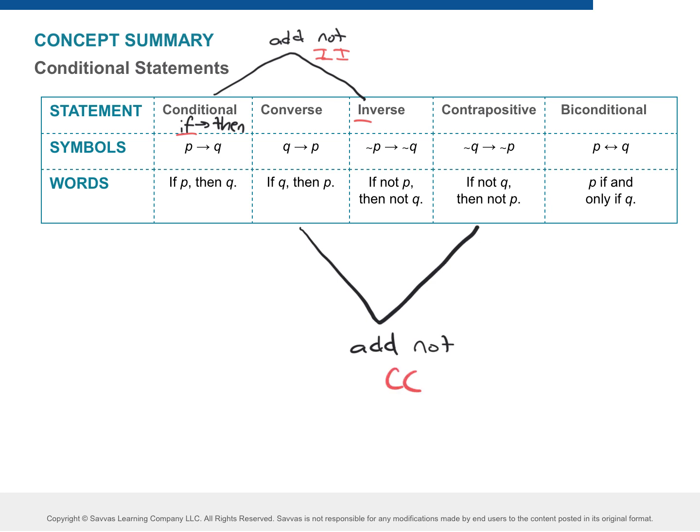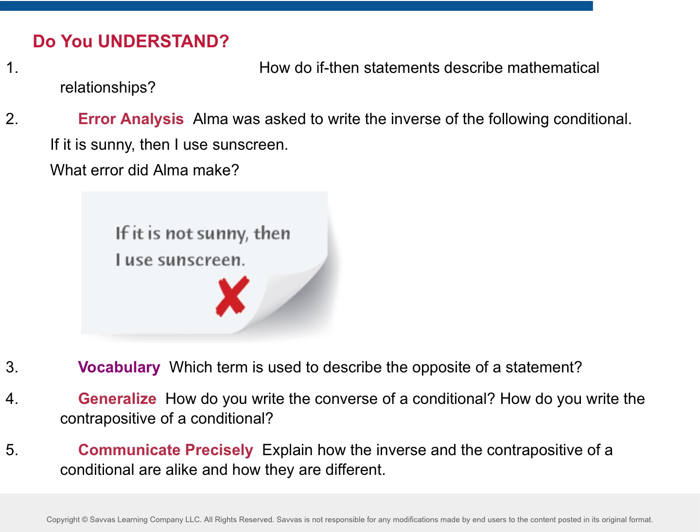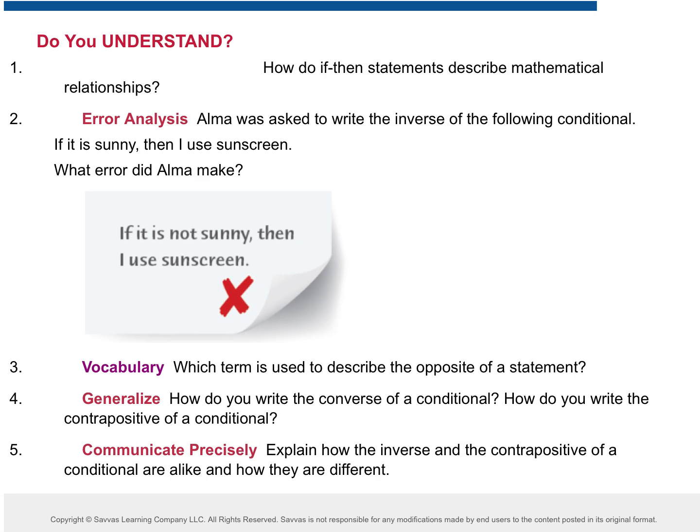Talk with someone sitting next to you about that error analysis, number 2. On this error analysis, it wants her to write the inverse. What does inverse mean? What are you doing to the if-then statement? You're adding nots, right? You're not switching anything. You're adding nots. So if it is sunny, then I use sunscreen. What should it be?